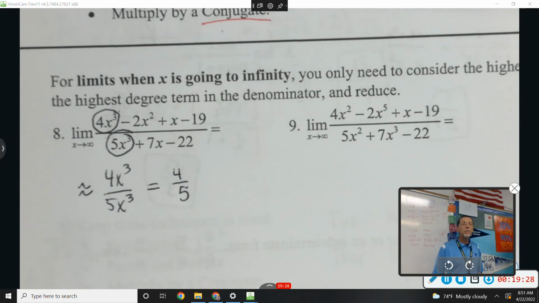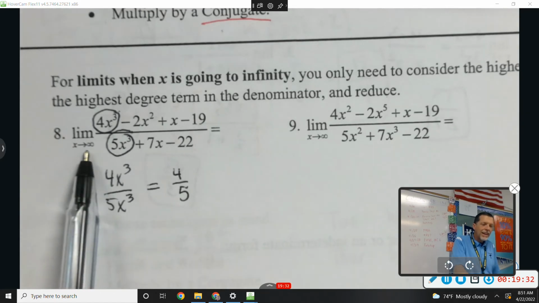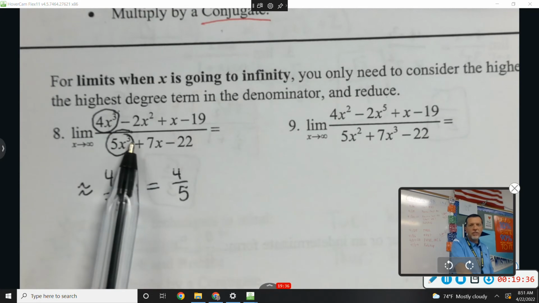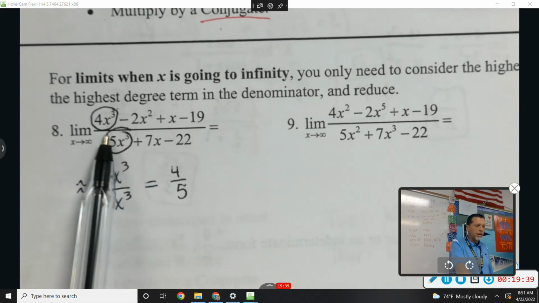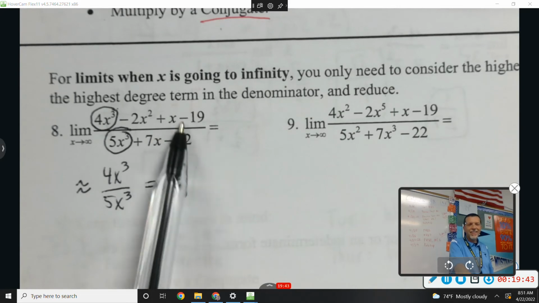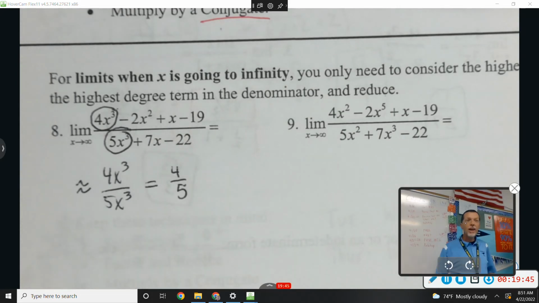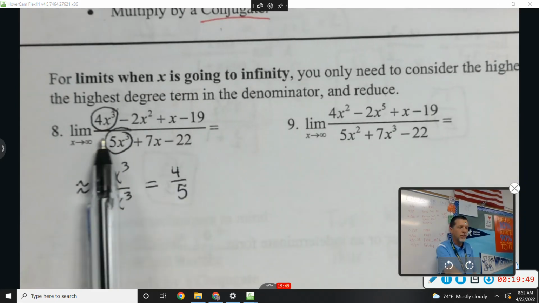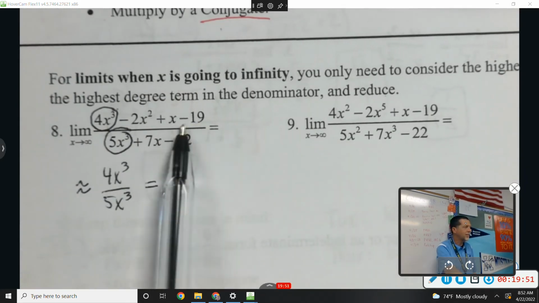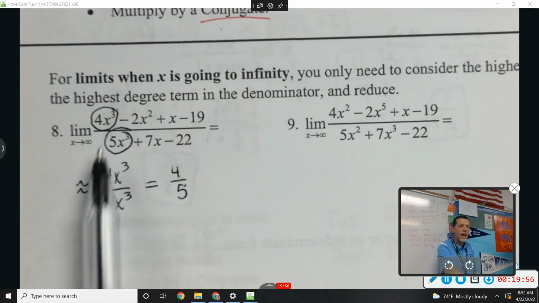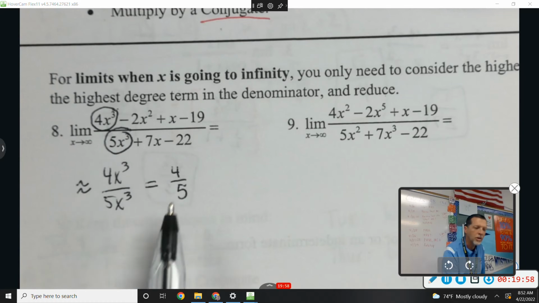Because when x is super, super big, I want this only on the test, just this: when x is really big, the only thing you have to worry about are the biggest terms. If you plugged in a million, then subtracting 19, who cares? And the bigger number you plug in, a billion, 19 matters even less. Plug in a trillion, 19 is already inconsequential. The only thing that matters when x is really big are the biggest terms.